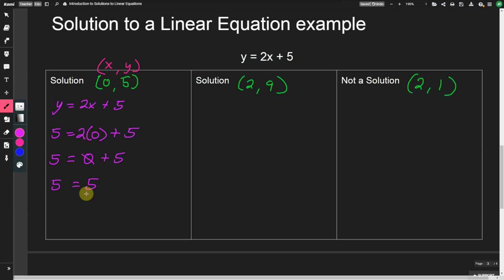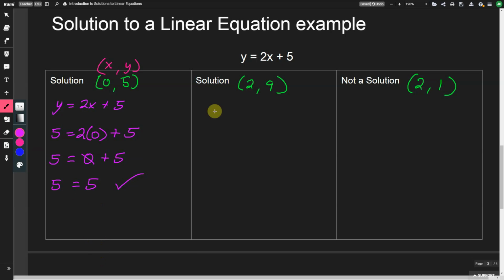Think to yourself, is this true? Does 5 equal 5? Of course it does. So that's why it's a solution. Because you plug in this point, and you get something like this as a result, where one side is equal to the right side, then that's a solution. Okay, that's how you show it algebraically.